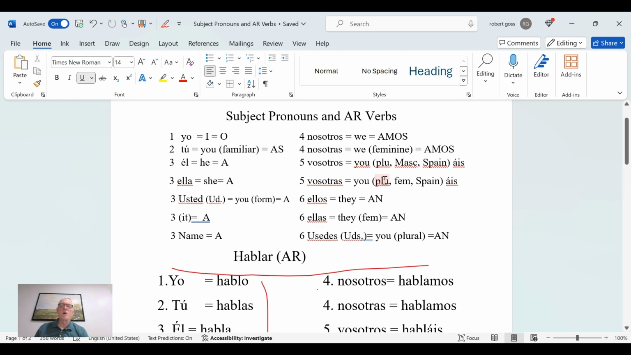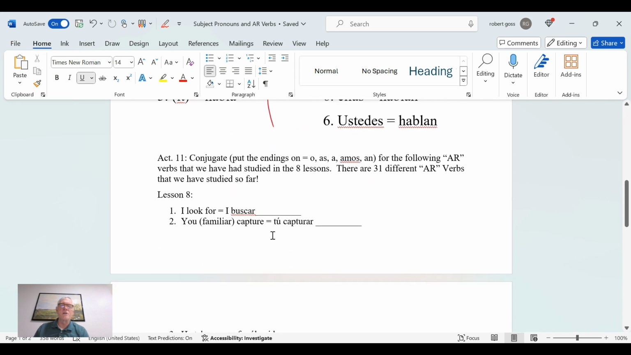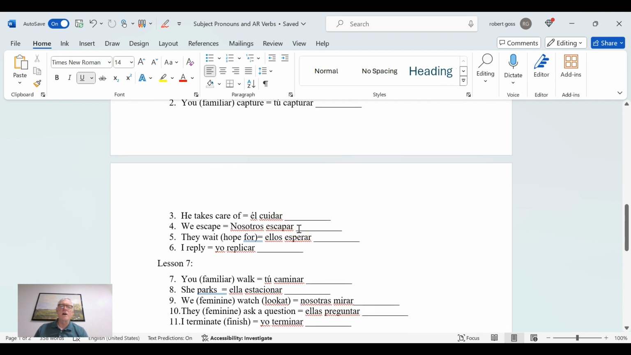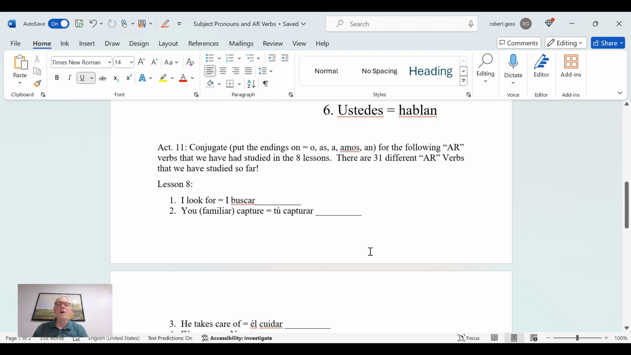And so you'll see some words like hablar, which I have down here. Let's look at a few more that we see: buscar, capturar, cuidar, escapar, esperar, replicar, caminar, estacionar. Anyways, you get the idea. There's lots of verbs that end in AR.